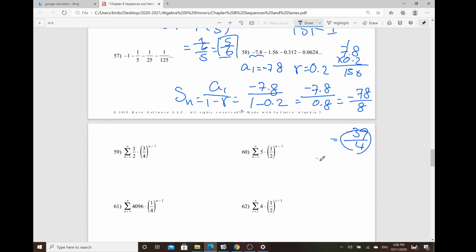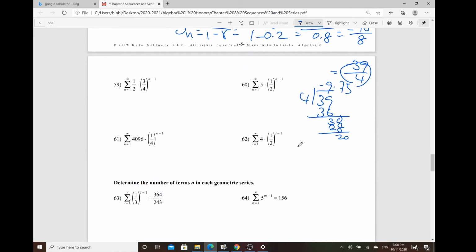It is, right? Let's divide it. 9 times 4, 36. 3, bring down the 0. 7, 28, 2. So negative 9.75. That's right. And now what about number 60 and number 62?